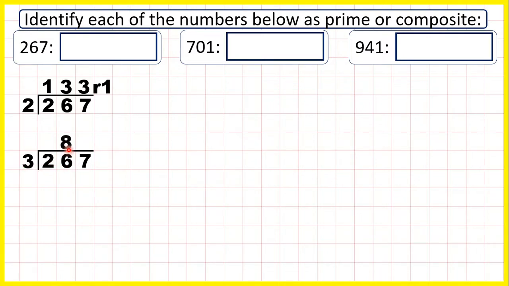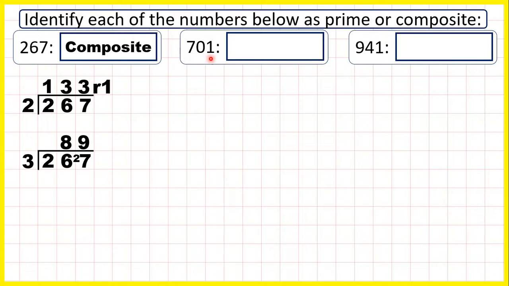26 divided by 3 is 8 remainder 2. 27 divided by 3 is exactly 9. So 267 is divisible by 3. So 3 is a factor of the number, which means that we don't have a prime number. We have a composite number.